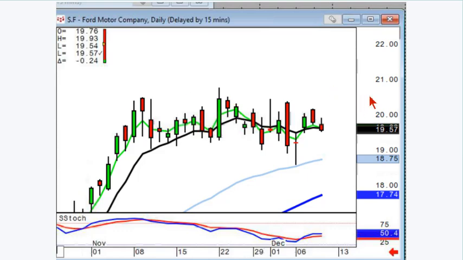Now, in a situation like this, I probably wouldn't pay attention to Ford if I was going to buy it until it broke out through the congestion area. At what point do you have a best friend failure? As soon as it opened and started trading lower, it wasn't confirming. What do you want to see after a best friend signal? You want to see bullish confirmation. Well, if they open it and it starts trading lower, that's not bullish confirmation.